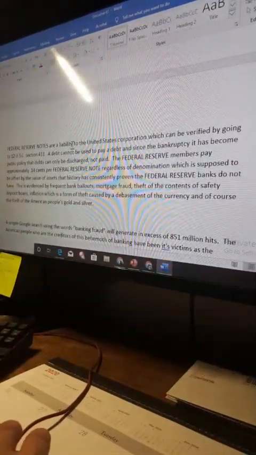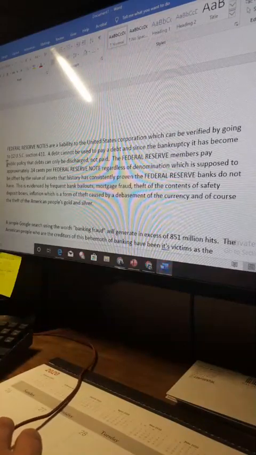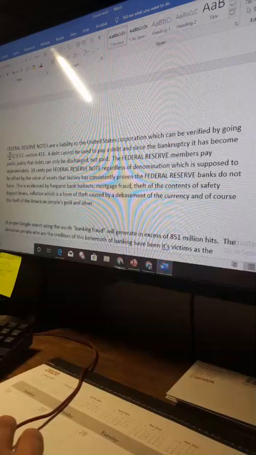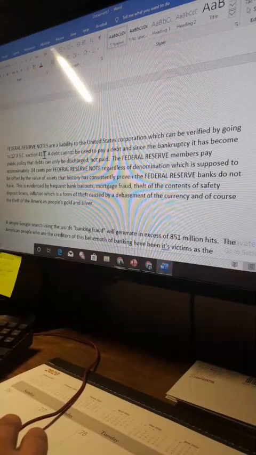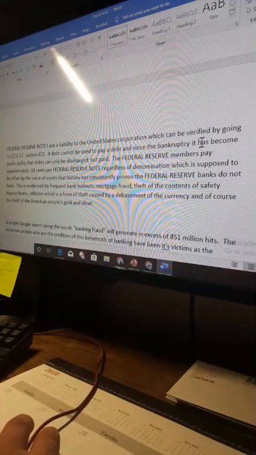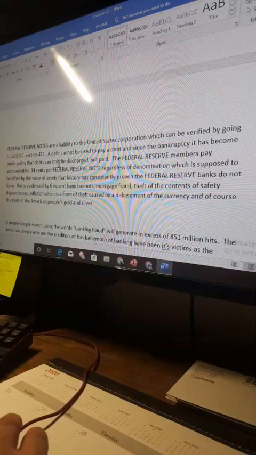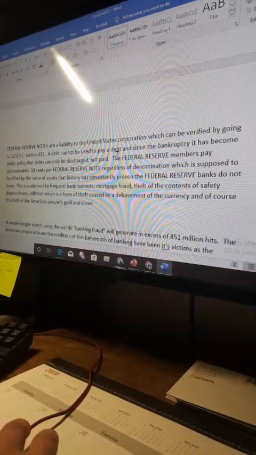Federal Reserve notes are a liability to the United States Corporation, which can be verified by going onto Title 12 USC Section 411. A debt cannot be used to pay a debt, and since the bankruptcy, it has become public policy that debts can only be discharged, not paid.